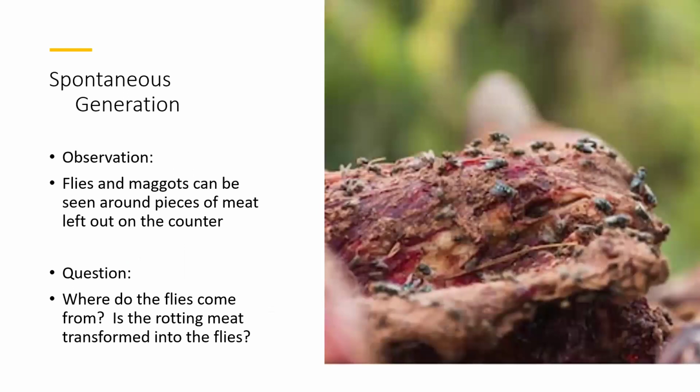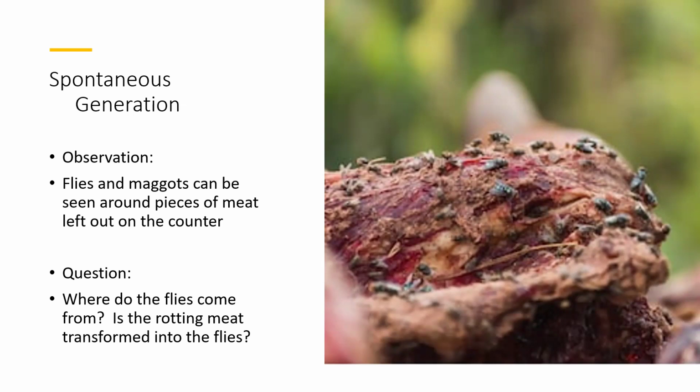He made an observation that many people did. Flies and maggots can be seen around pieces of meat that are left on the counter, or left outside. And the question is, where do flies come from? Is the rotting meat being transformed into flies? All right, so tell me, after observation and question, what's the next step?